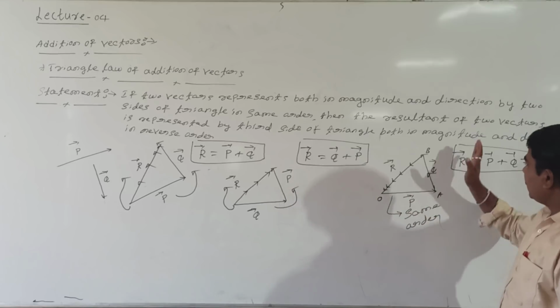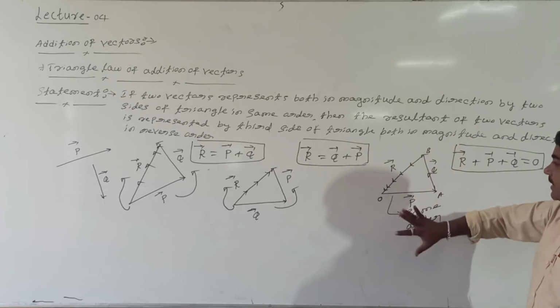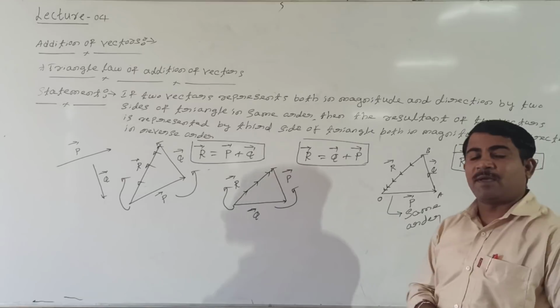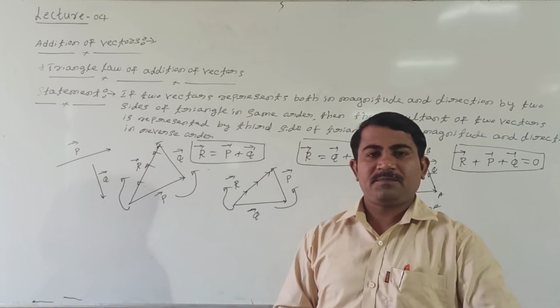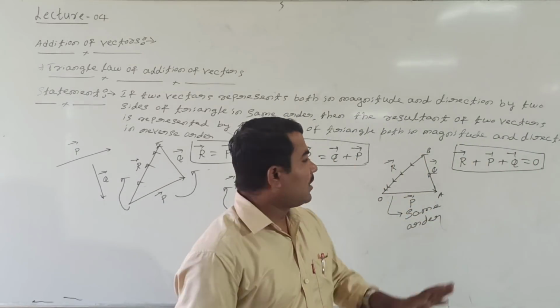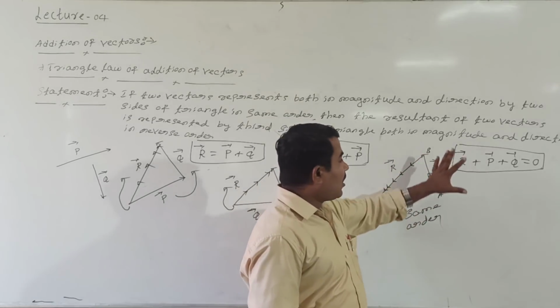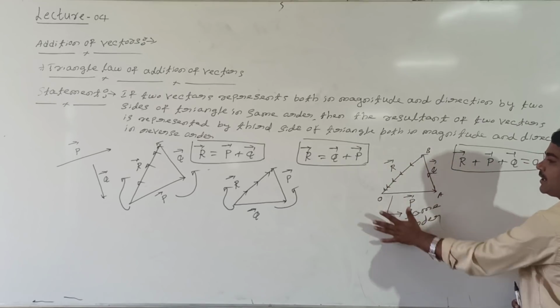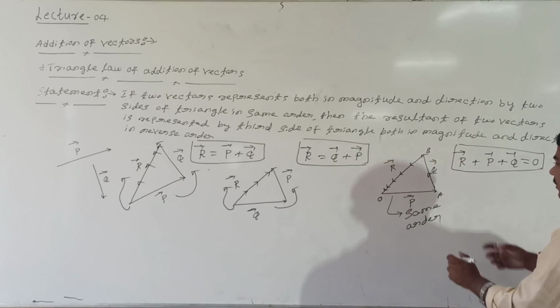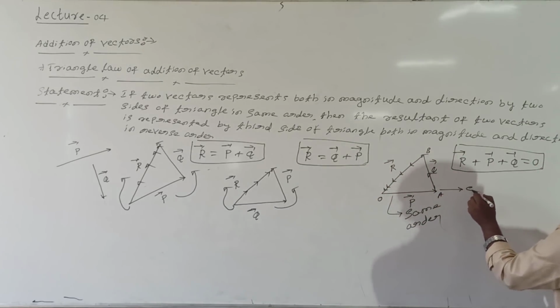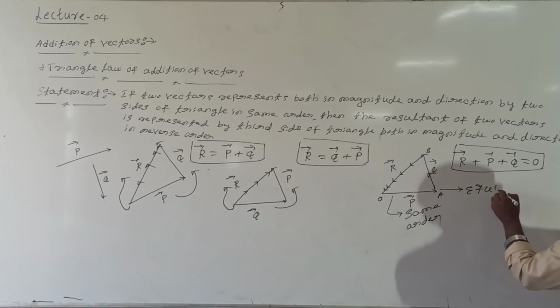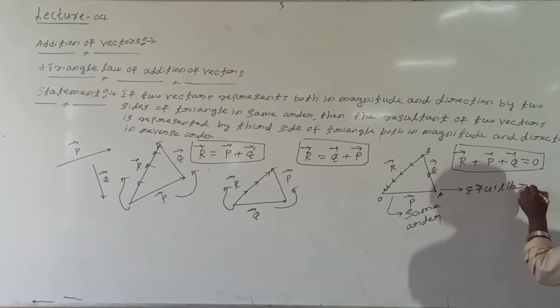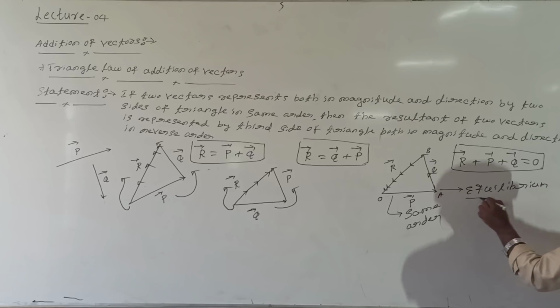For same order, the sum is 0. When the sum is 0, these vectors are said to be in equilibrium. When the sum of all vectors is 0, you can say they are in equilibrium condition. Equilibrium means the sum of all vectors must be 0.